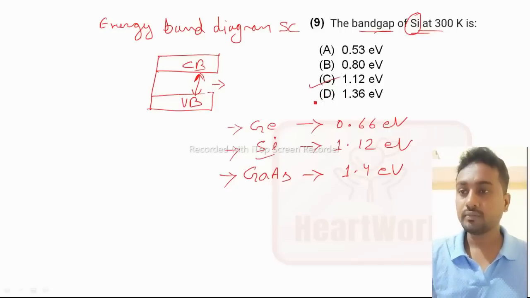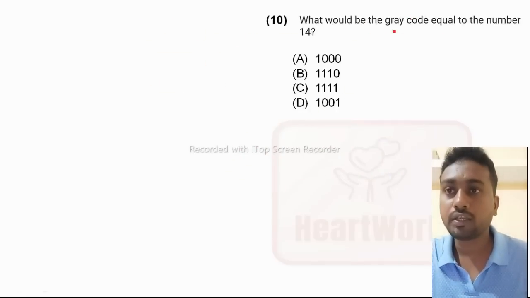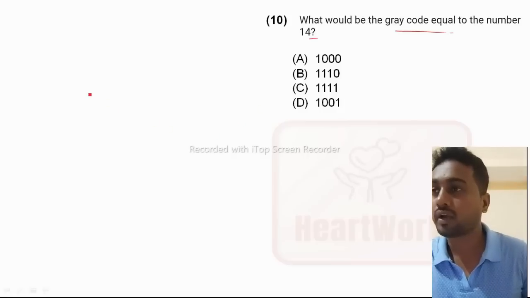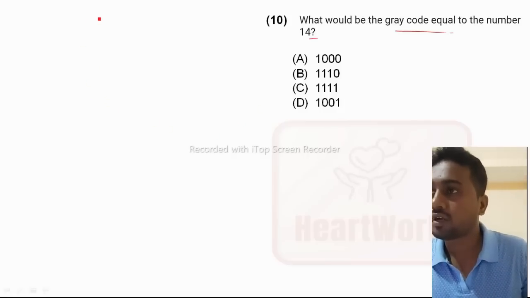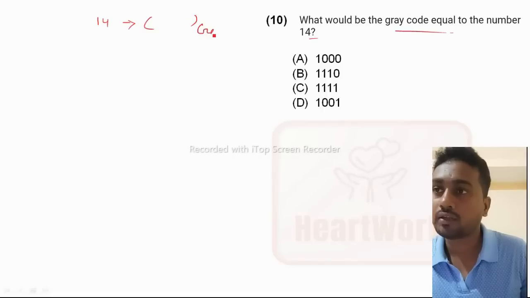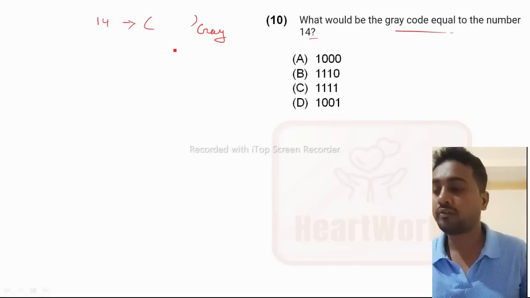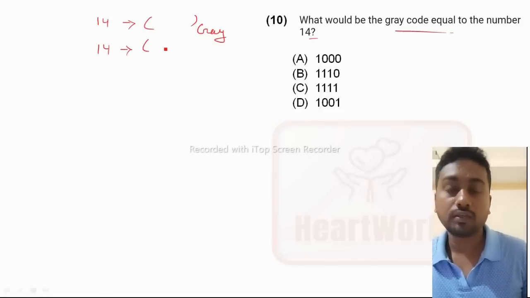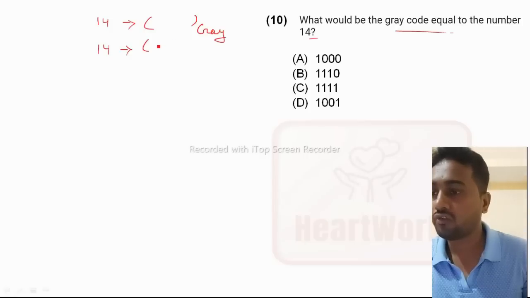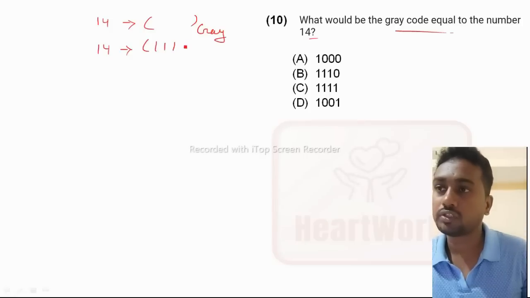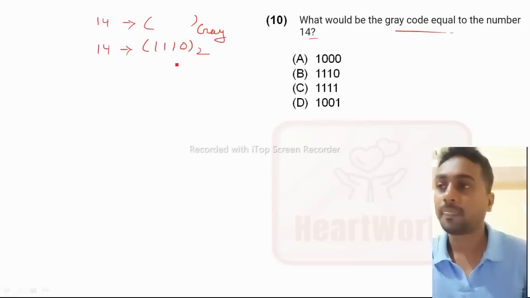Okay. Next, what would be the gray code equal to the number 14? So for 14, we have to find the gray code. Before that, we have to convert this number to binary. So what is the binary value of 14? It is 1110. This is the binary value of 14.